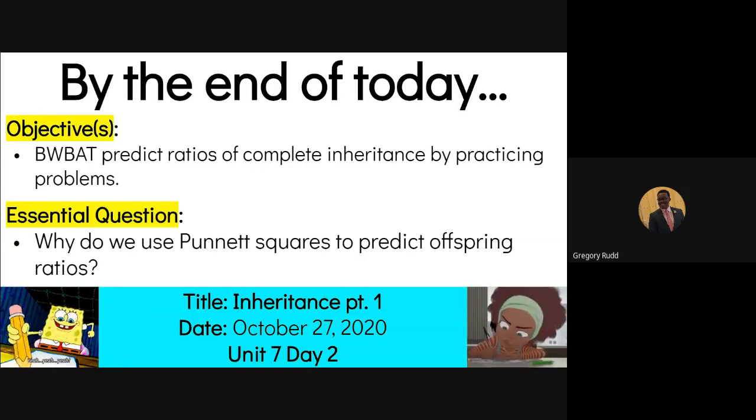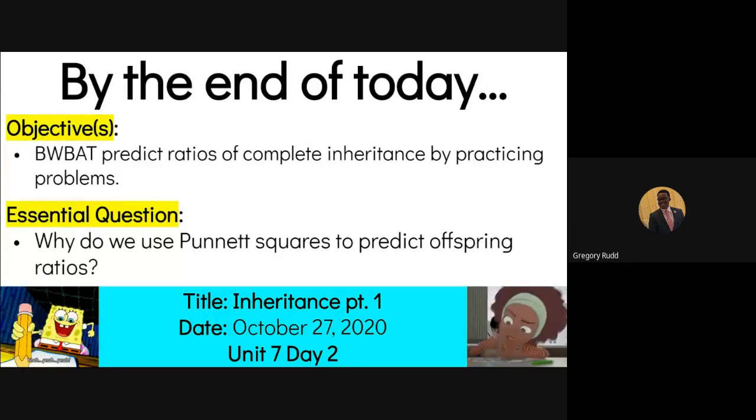Has anybody ever heard of a Punnett square? You can just answer in the chat, yes or no. Okay, so we've got 2 no's and a yes. So this will be a new concept for some people, but I'm going to lean on you, Gabby, to walk us through. No, I'm just kidding. All right.